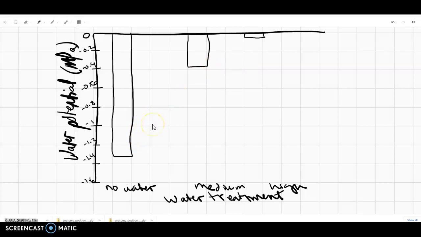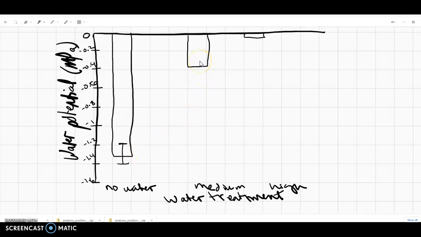So negative 1.3 plus 1 standard deviation, which for the control is 0.09, is going to be negative 1.2, and it goes all the way down to, if we subtract, negative 1.39. So that's our standard deviation for the no water treatment.